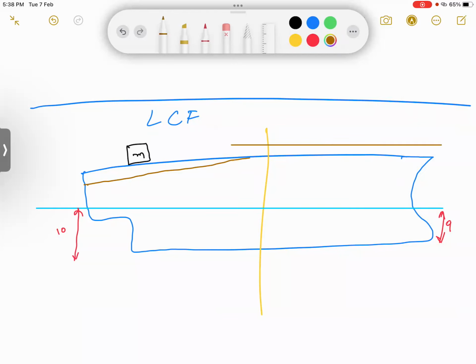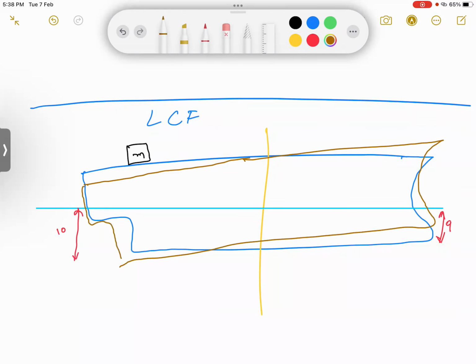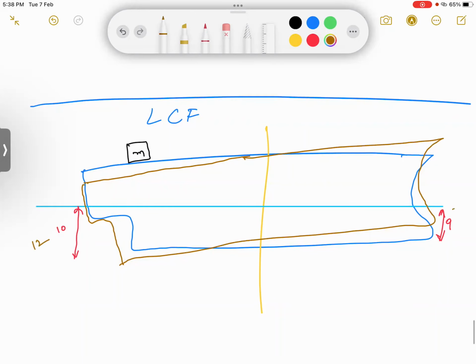Sorry, it will be like this, it will go like this. So your ship will become like this. The draft at the aft will increase, and in the forward the draft will reduce, correct? The ship will trim even more. So it is, let's say, 12 here, and here, let's say, 7. Are you okay with me, guys?